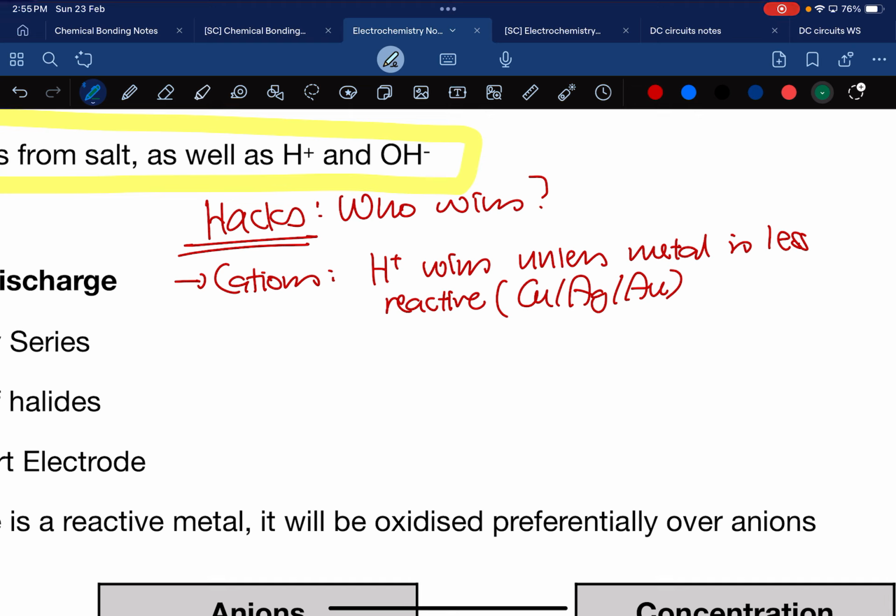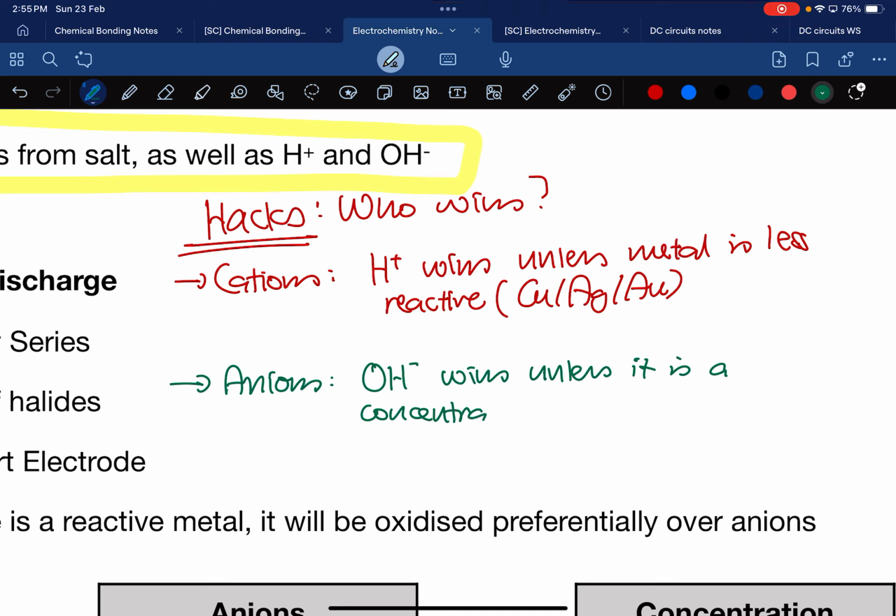Next, your hack for the anions. Even easier. The cations rely on the reactivity series. The anion priority depends on concentration. OH minus wins unless it is a concentrated solution. Think about it, guys. If it's very concentrated, I have a lot more chloride ions than OH minus. The chance of your Cl minus reacting is very high. Agree? So, for cations, your H plus wins unless you are a useless metal. For anions, your OH minus wins unless concentrated.